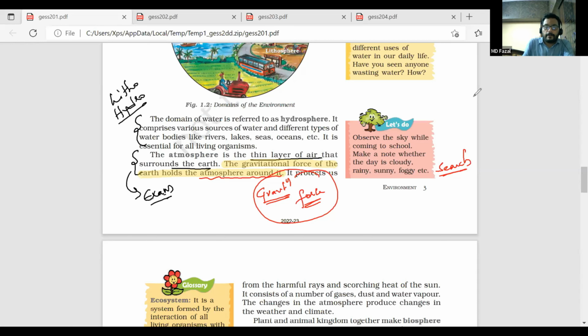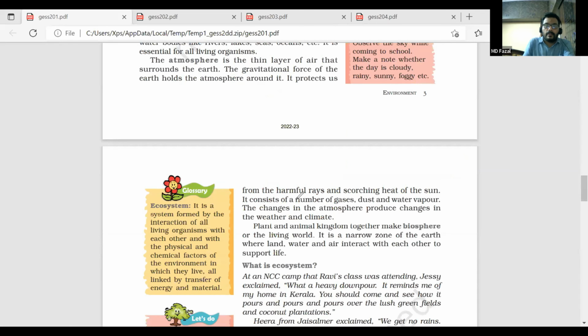Next point, what is the importance of this area? Here it says that it holds, across the atmosphere, and helps us avoid harmful rays and the scorching heat of the sun. It consists of a number of gases, dust, and water vapor. So please highlight this. Another important point, it consists of a number of gases, dust, and also water vapor.